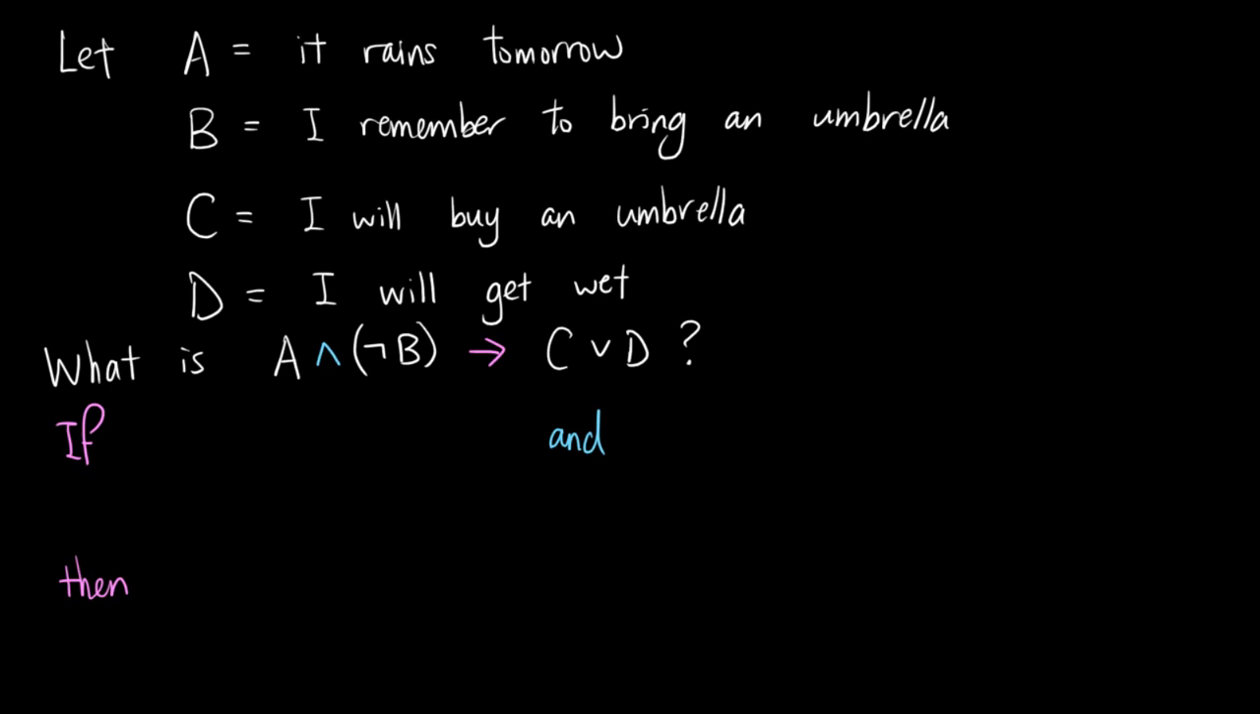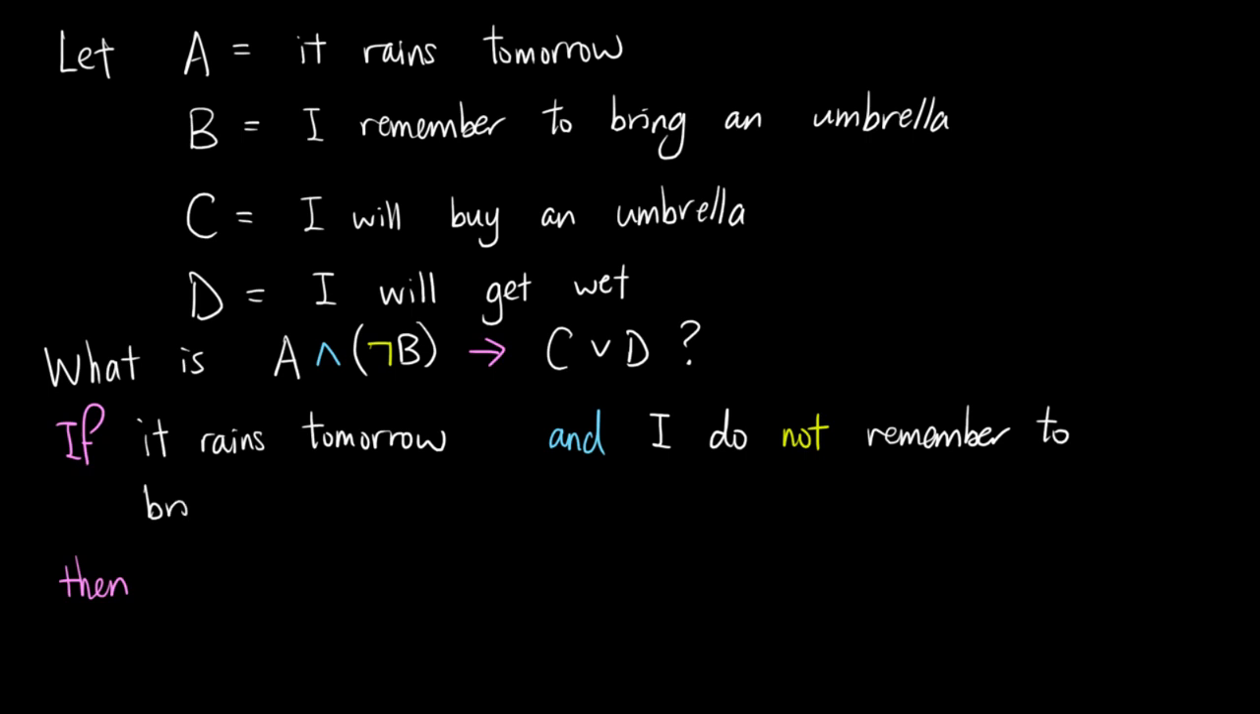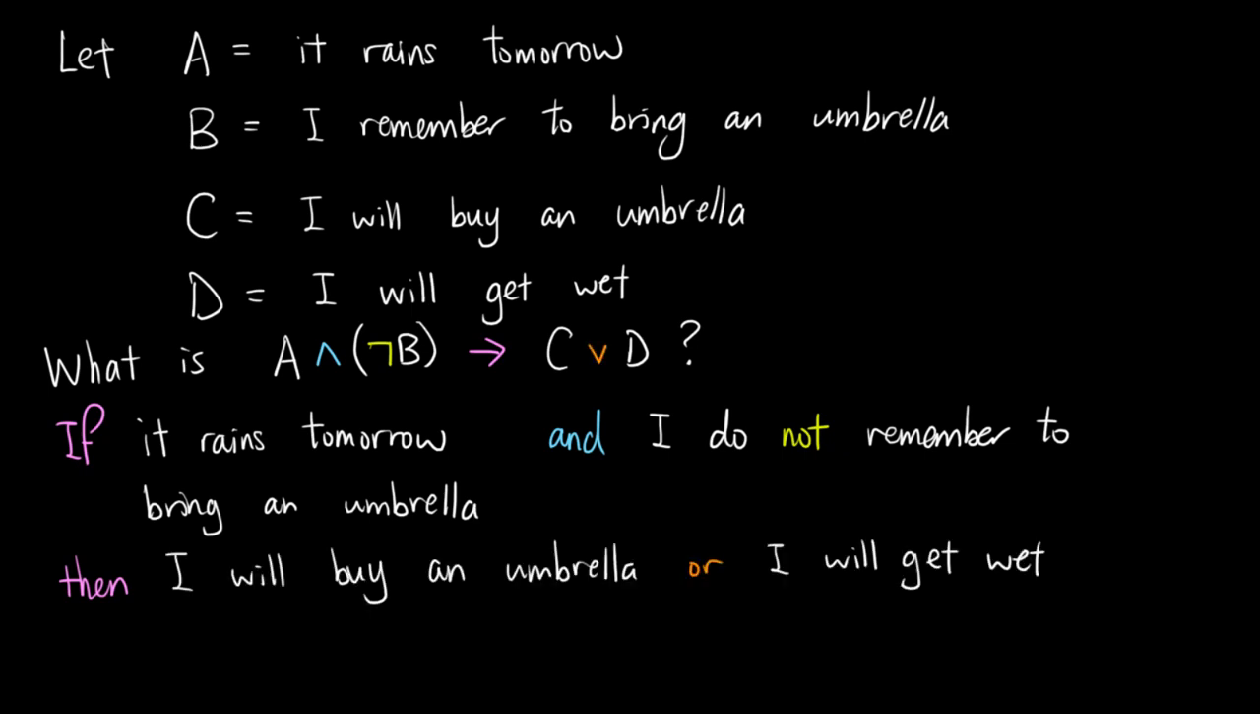Then, we put the statements A and B before and after. Since we need the negation of B, we want to make sure that we add the word not before remember to bring an umbrella, and because of how English works, we also need to add the word do. So not B actually means, I do not remember to bring an umbrella, or you can say, I forget to bring an umbrella. The second part of the statement is C or D. So after putting them in place, we have the whole statement which says, if it rains tomorrow and I do not remember to bring an umbrella, then I will buy an umbrella or I will get wet.